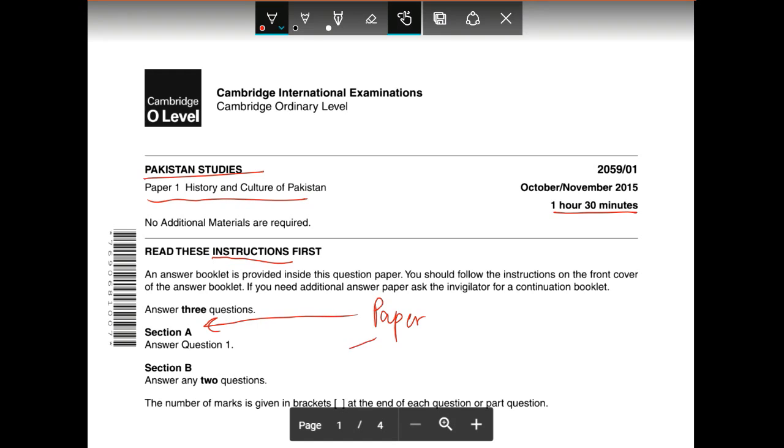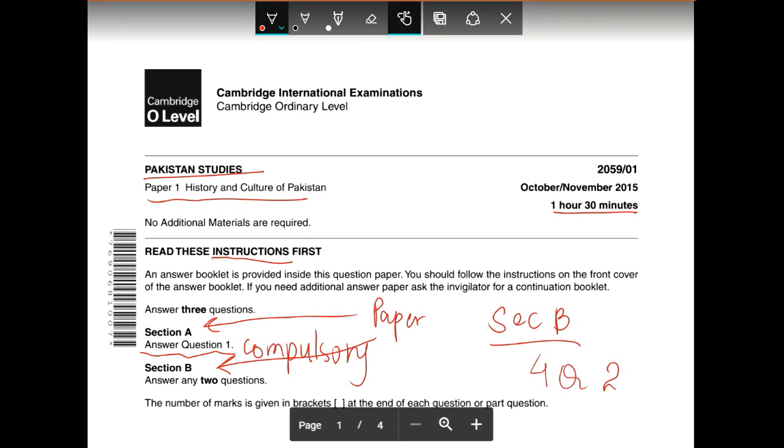Section A, Section B. Section A comprises only one question, and that one question is compulsory. Section B, however, I'm going to write this to the side. Section B has 4 questions in it, and out of the 4 questions, you are required to attempt 2 of them of your choice.